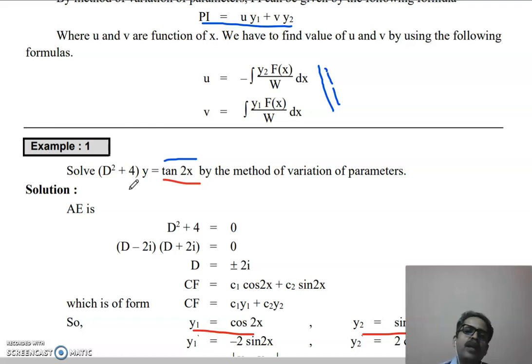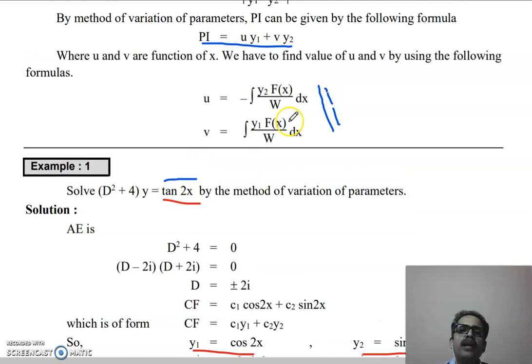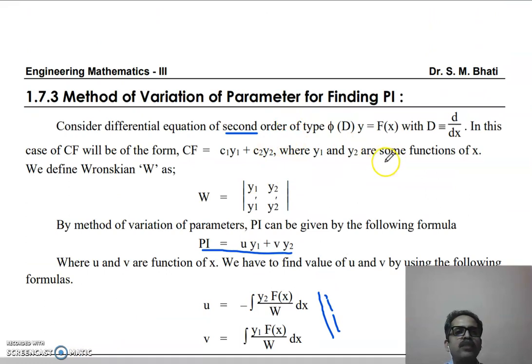And you can see that both example 1 and 2 have order 2, and hence we have applied this method. So the method is very simple. We have to write the CF, get y1, y2, get W. PI has a ready-made formula u y1 plus v y2, and u and v can be obtained by these two equations.